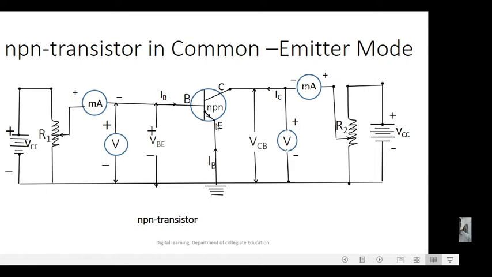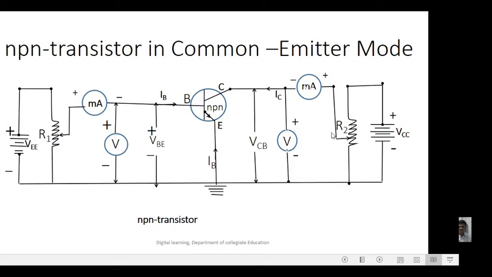Here E is the emitter, C is the collector and B is the base. IB is the base current which flows from the battery to the base, and the electrons are emitted from the base towards the ground. VCB is the voltage developed across the collector and base, and VBE is the voltage developed across the base and emitter.